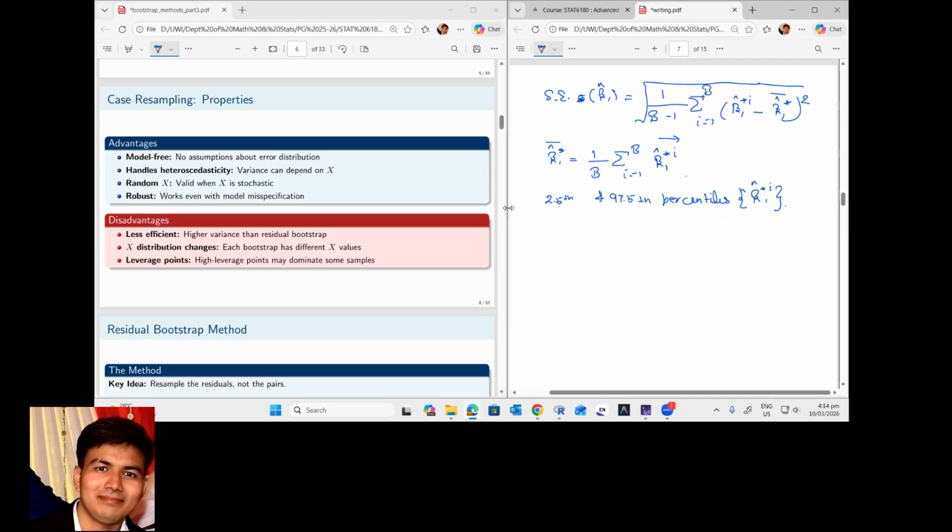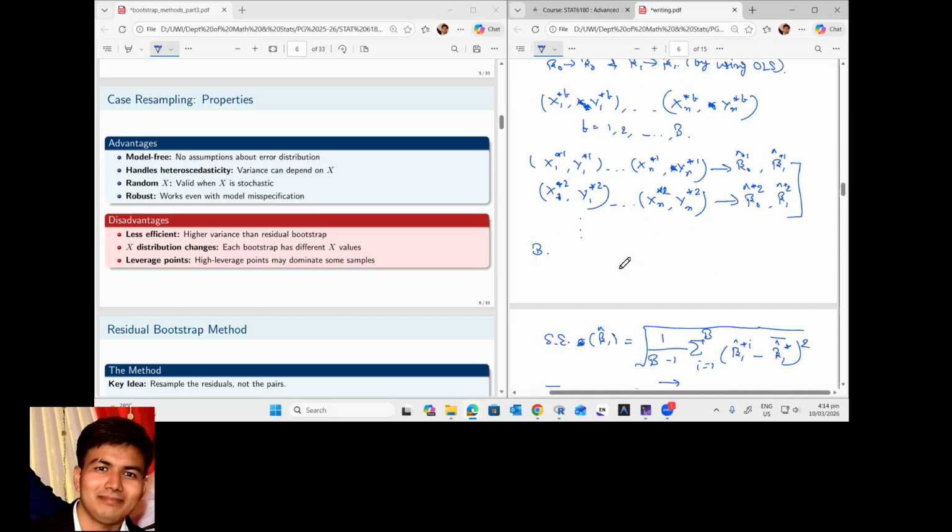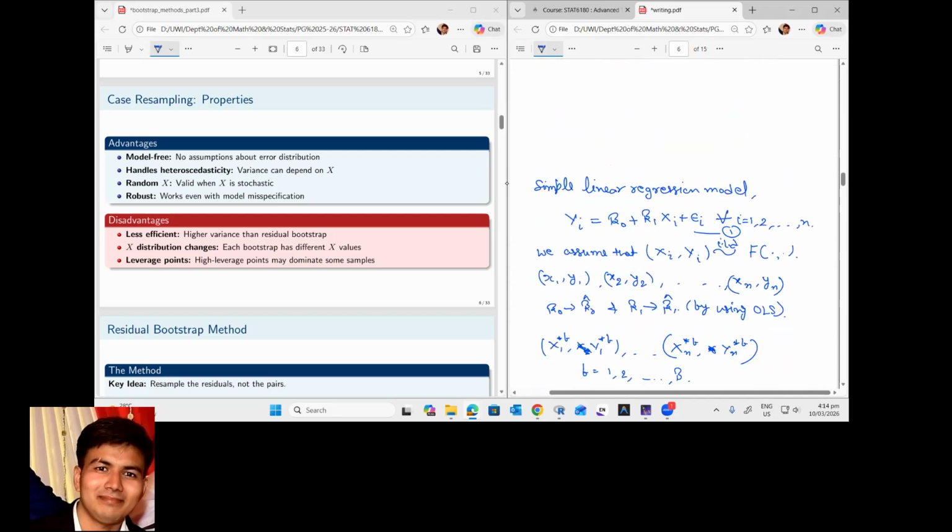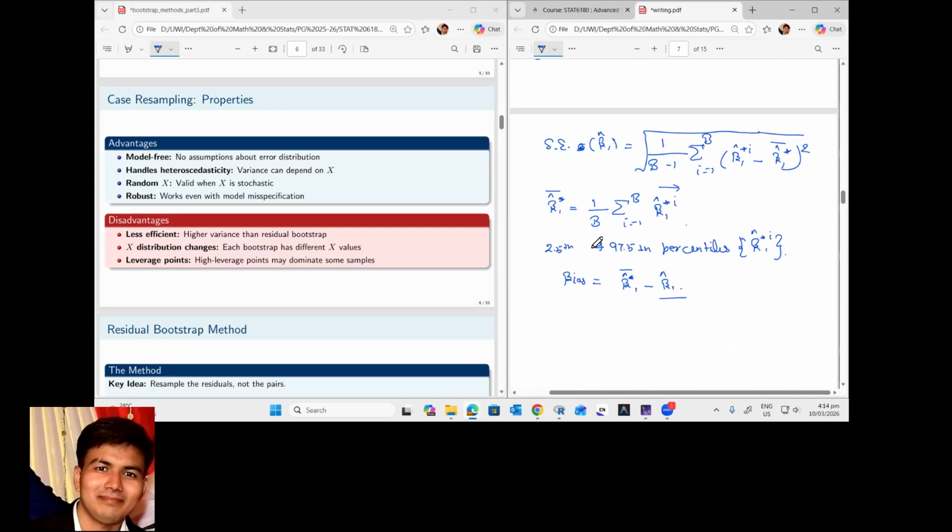The bias will be equal to beta 1 cap star bar minus beta 1 cap. This beta 1 cap is the estimate that we find out for the original data set, the beta 1 cap that we find out in the initial stage. This is the same beta 1 cap. All right, so this is the bootstrap for regression for the pairs.